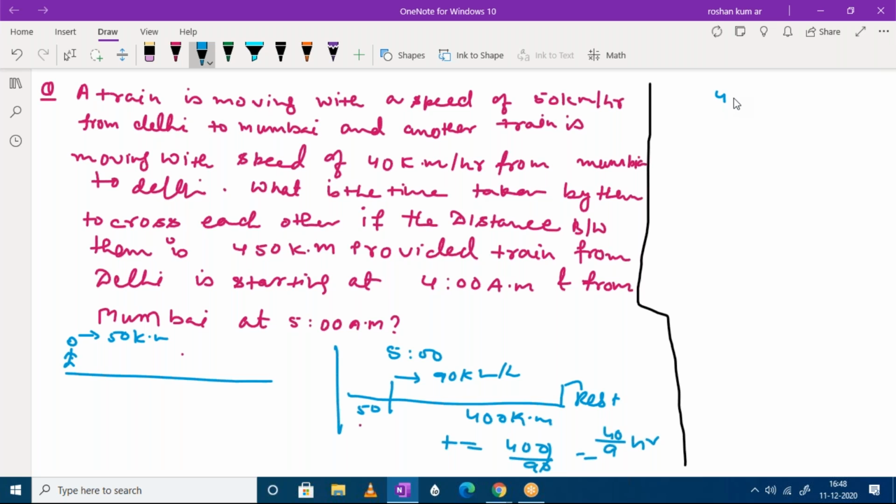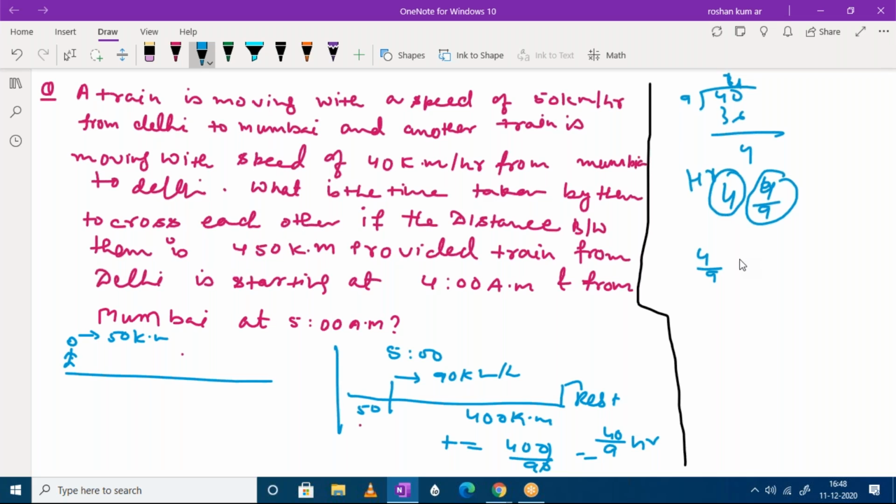Very simple. Divide 40 by 9. 4 times 9 is 36. What is left out? This is 4. So this is 4 by 9 hours. Okay, fine. These 4 hours I understood. Let me keep it in our column. Let me work out the minutes from here. How can you convert 4 by 9 hours into minutes?